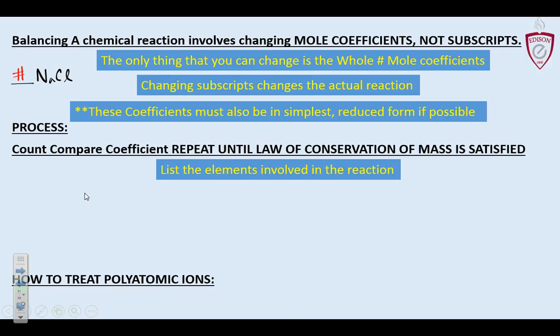Basic list of rules here. Step 1, you've got to list all the elements involved in the reaction. I like to list them right underneath the arrow. It's easy to do. Whatever's on the left should be on the right. You know what I mean?